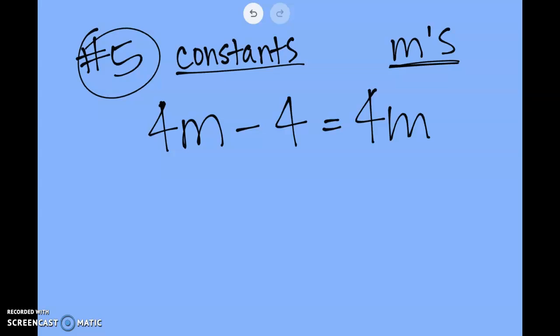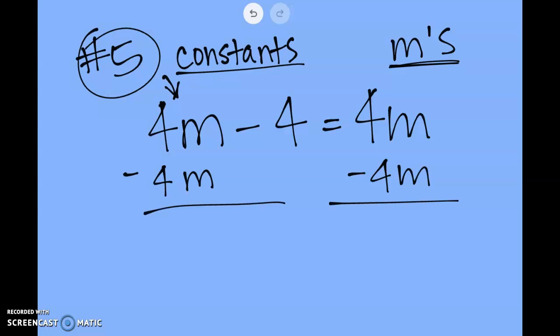So I'm taking a look at this 4m right here. It's a positive number, so I need to take it away from both sides. What I'm left with is this minus 4. Remember, we carry that sign with it. And then I get 4m minus 4m. Well, if I have 4m's and I take 4m's away, I have 0 m's. So I have negative 4 equals 0.